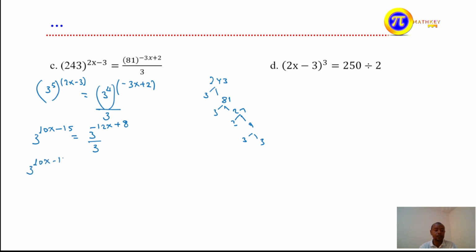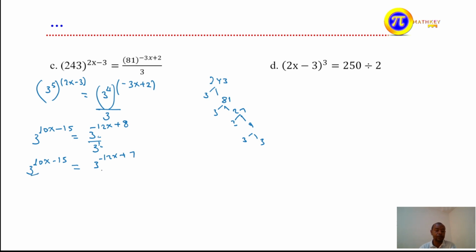10x minus 15 is equal to, you know that here it's the same base. They have the same base. If that's so, we take the difference of the exponents. The exponent here is negative 12x plus 8, and here the exponent is 1. So we subtract 1 from the exponent of the numerator, which is equal to 3 to the power of negative 12x plus 8 minus 1, that is 7.